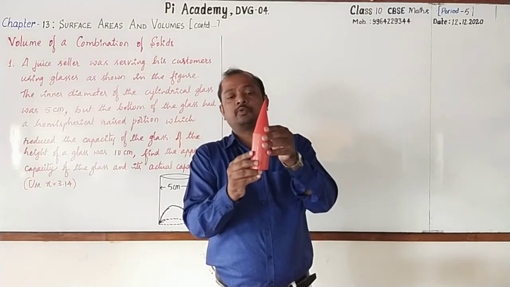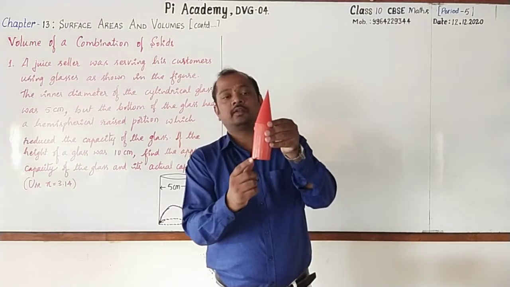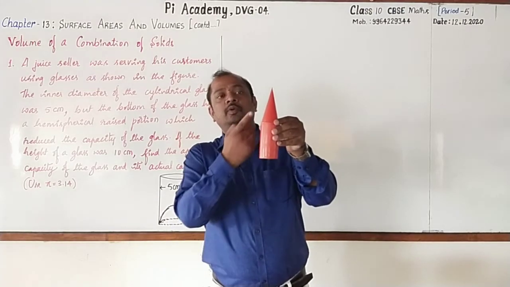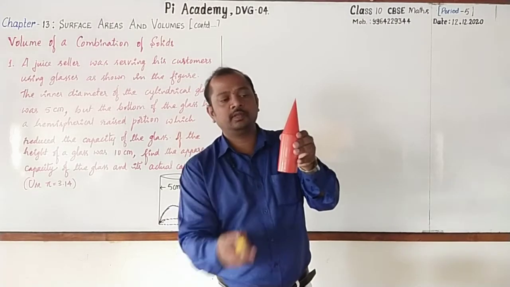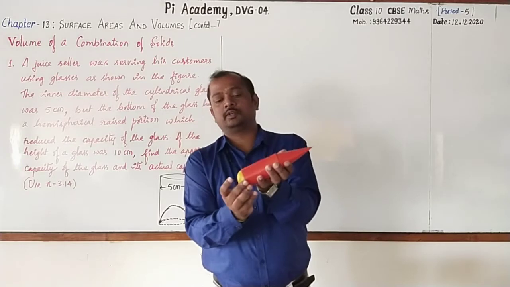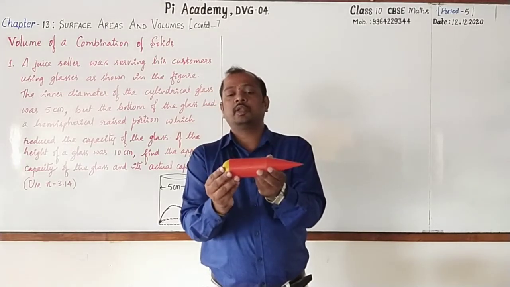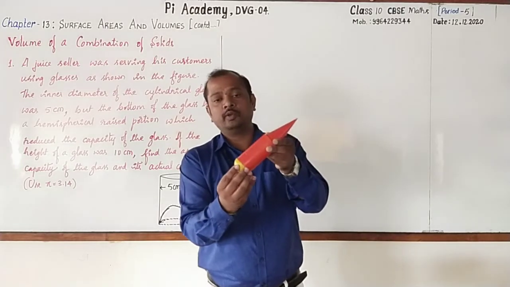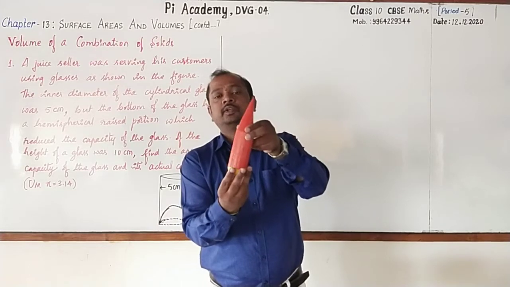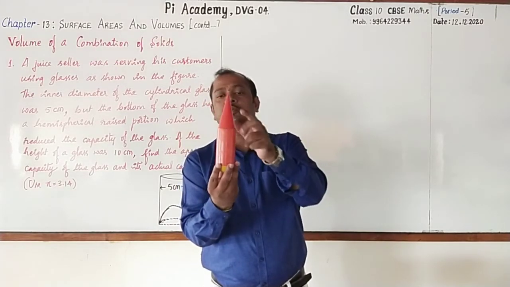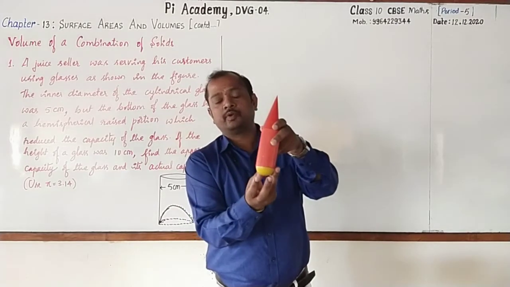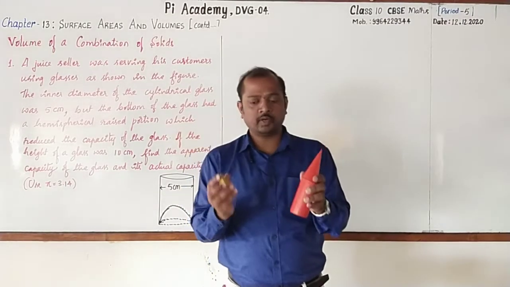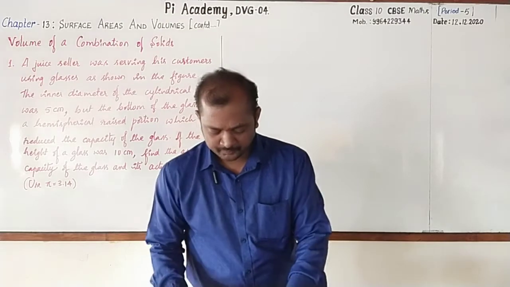Similarly, see that here I am going to take the cone. It is to be surmounted on cylinder. What is its total volume? Volume of cone plus volume of cylinder. Then if I go for using one more solid, that is hemisphere, now you tell what is the volume of this entire solid? It is volume of the cone plus volume of cylinder plus volume of hemisphere. Got it?